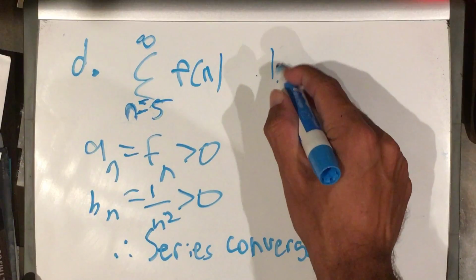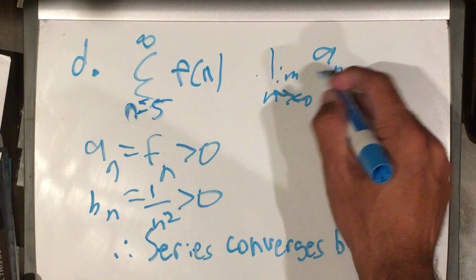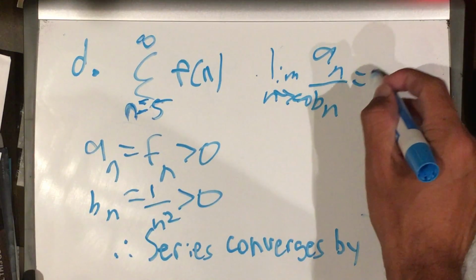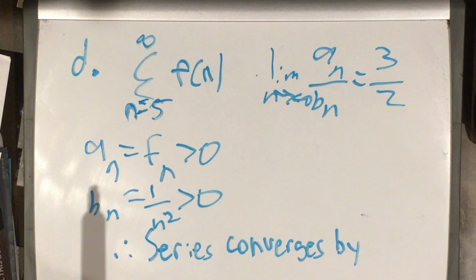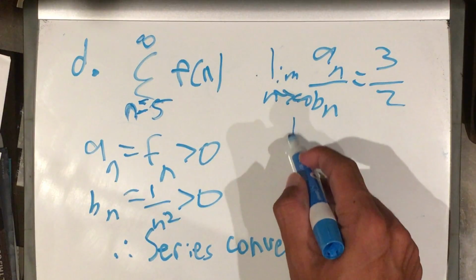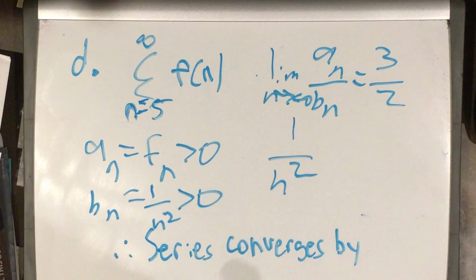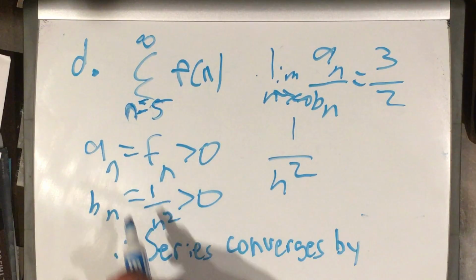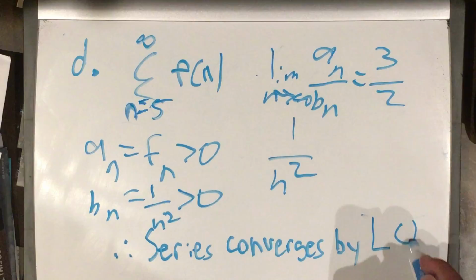And then the limit as n goes to infinity of a sub n over b sub n is equal to 3/2, which is positive and finite, meeting the rules. Therefore, since b sub n, 1 over n squared, is a convergent p-series, that means that a sub n also converges by the limit comparison test.